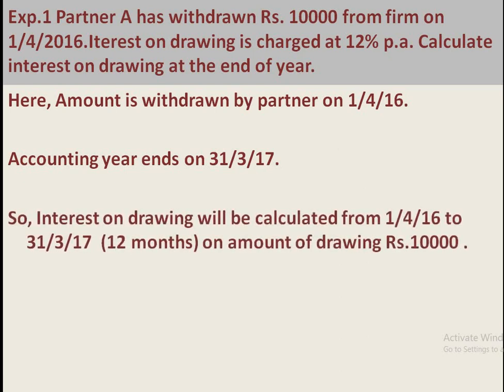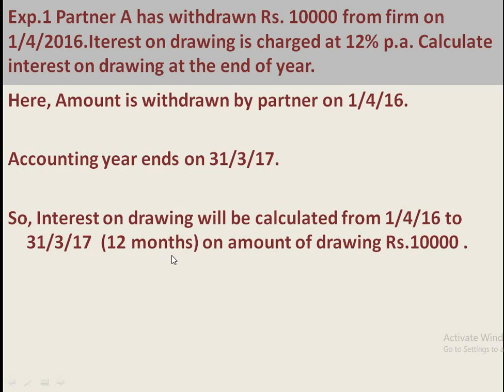So, how many months interest should we charge? The drawing made by the partner is on 1/4/16. Our year ends on 31st March 17. So from 1/4/16 up to 31st March 17, it is 12 months. So we should charge per annum interest on drawing. The amount of drawing is 10,000. Rate of interest you can see here is 12%. And the time period for which we are charging interest is 12 months.